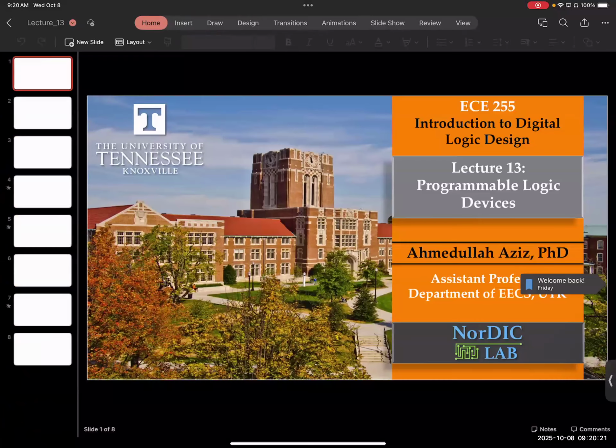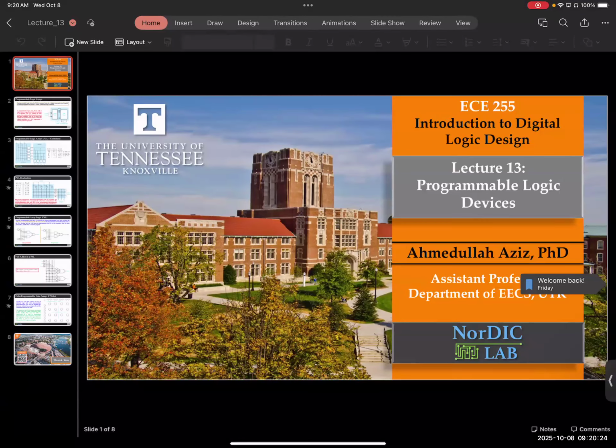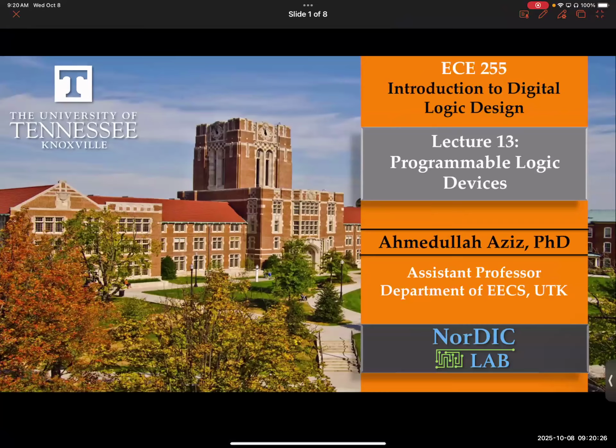Okay, so with that, I'm going to move over to the new lecture today, which is on programmable logic devices. Before I move on, any questions?